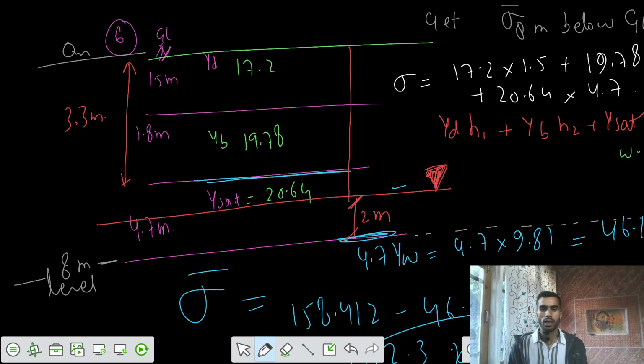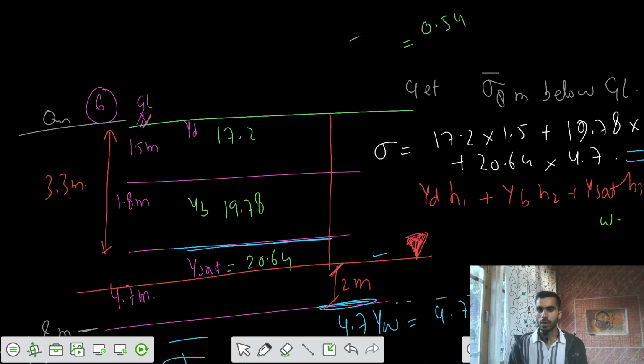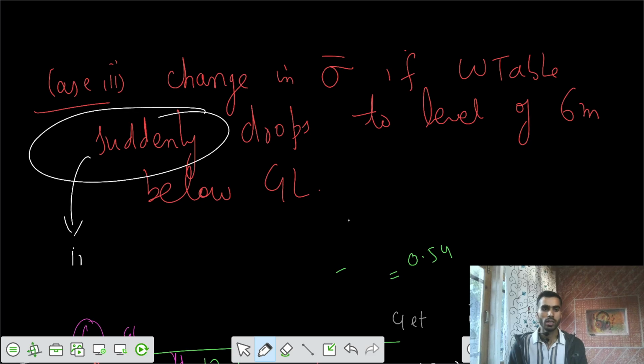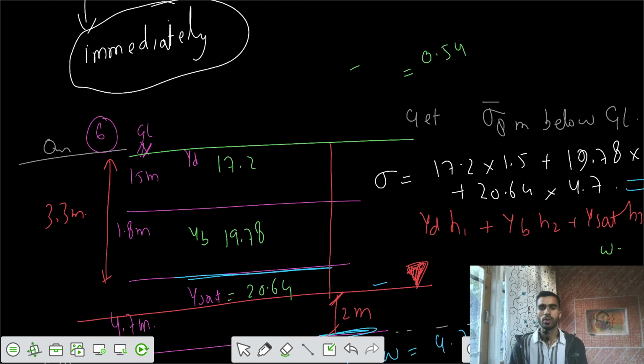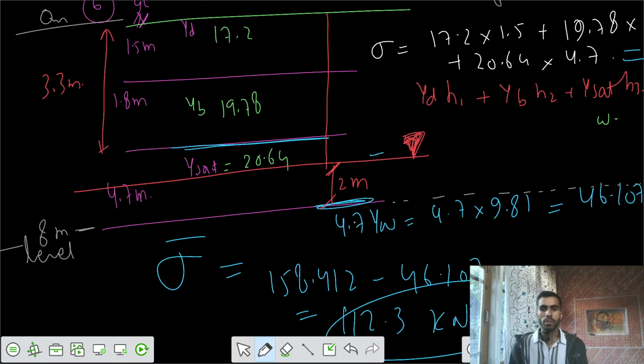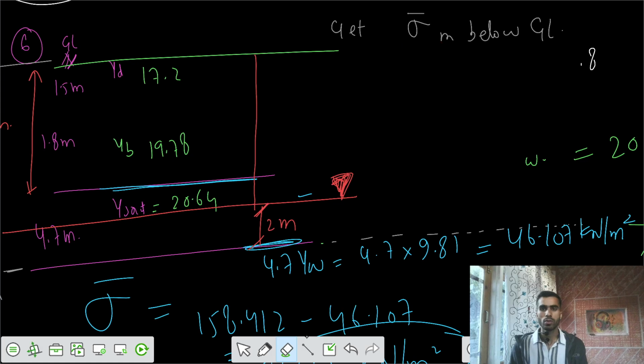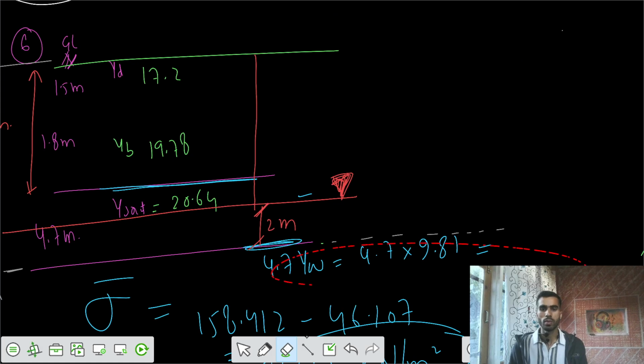If it talks about suddenly, we can talk about the immediate condition. I would be solving for the immediate condition. For the immediate condition, I can have those values of gamma. Let's try to have those values of gamma.